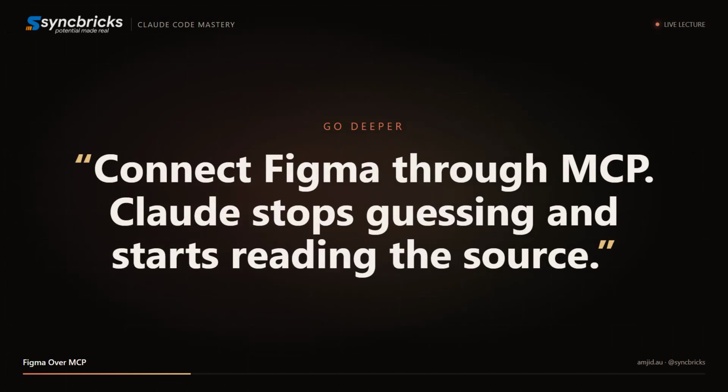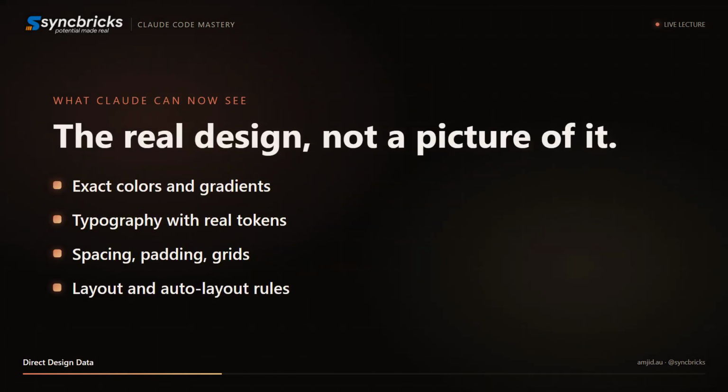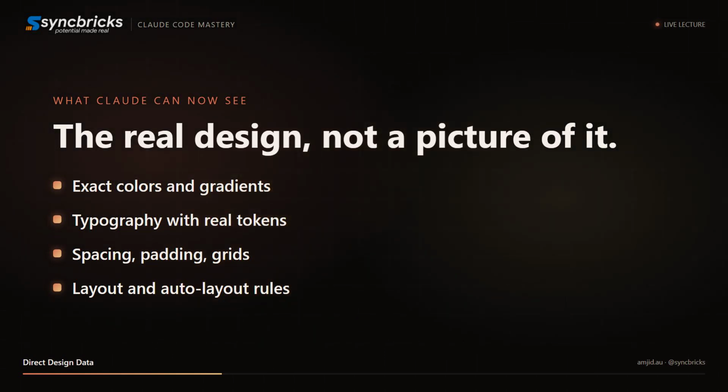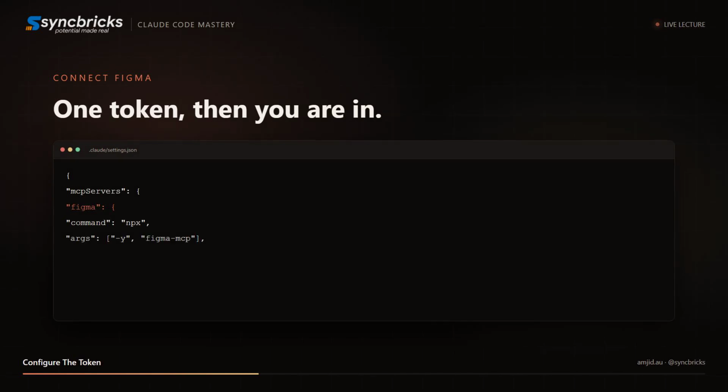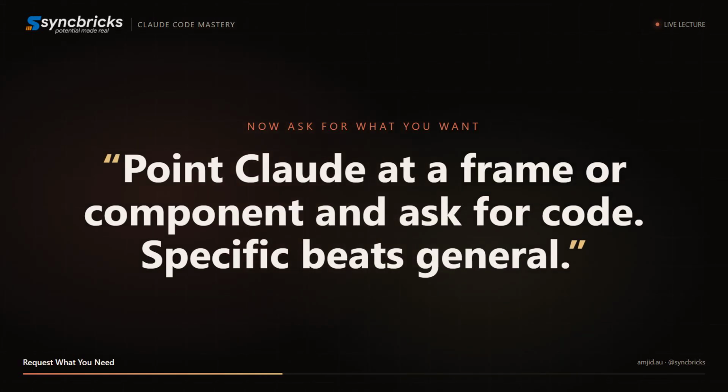This is where Figma MCP integration becomes powerful. By connecting Figma through MCP, Claude gains direct access to design data. It can retrieve exact values such as colors, typography, spacing, and layout details. This allows it to generate highly accurate code that matches the design precisely. To set this up, you configure the Figma integration using an API token. Once connected, Claude can fetch design details directly from Figma files. You can then request specific components or sections to be converted into code.